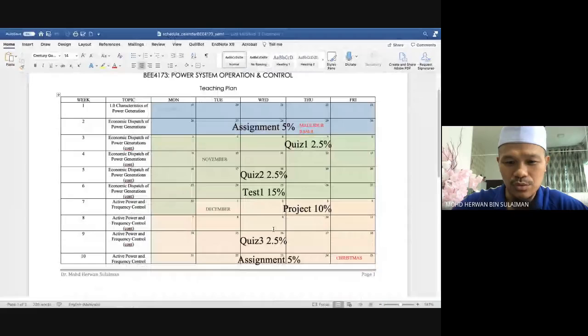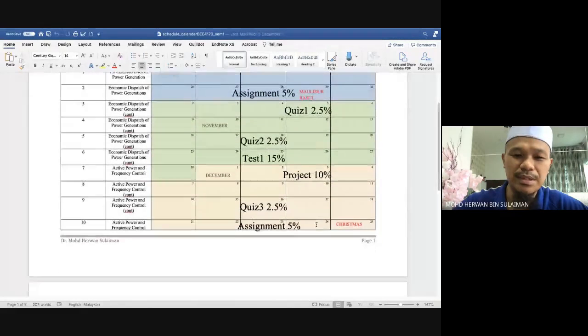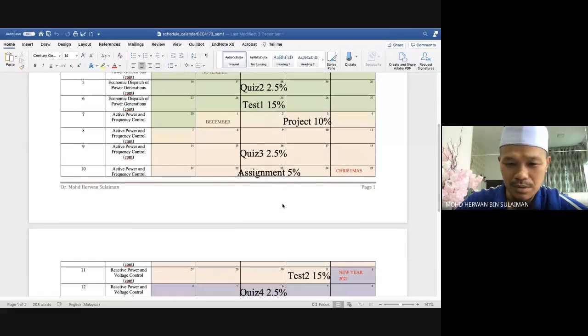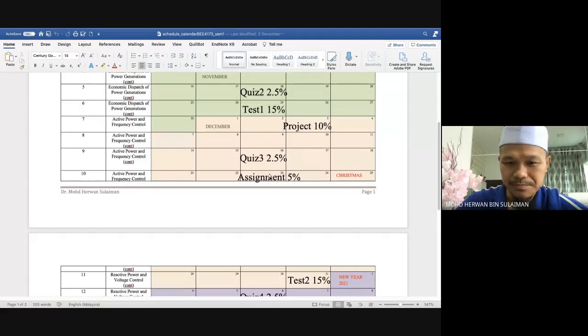So today ada quiz. So assignment lagi 10% lah. Assignment individu lah. You kena buat hand calculation. Soalan-soalan berkenaan dengan real power control. So I will upload later. Assignment. Remember, please make remember ni. Remind me.